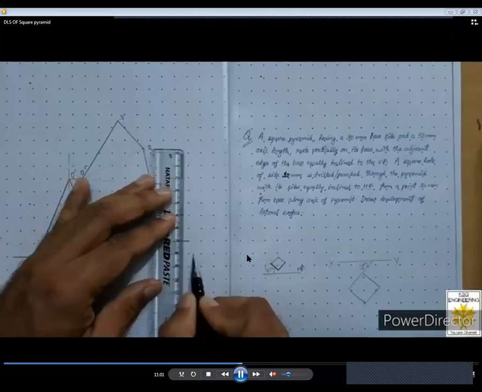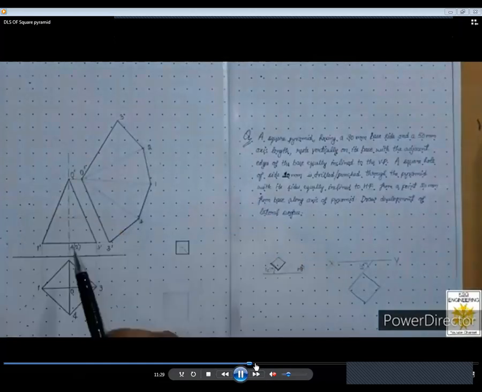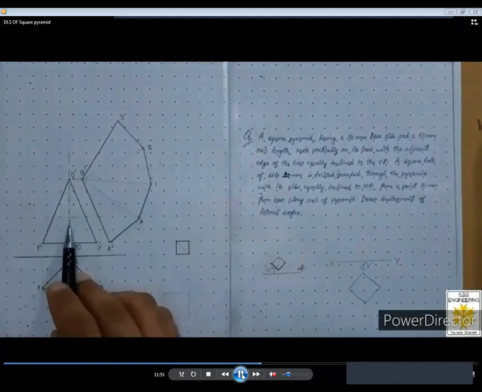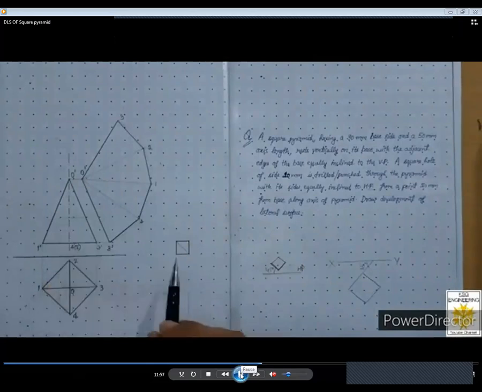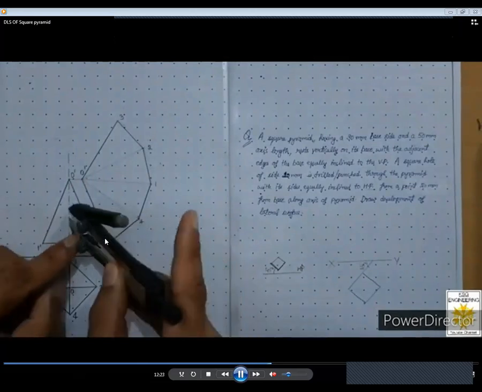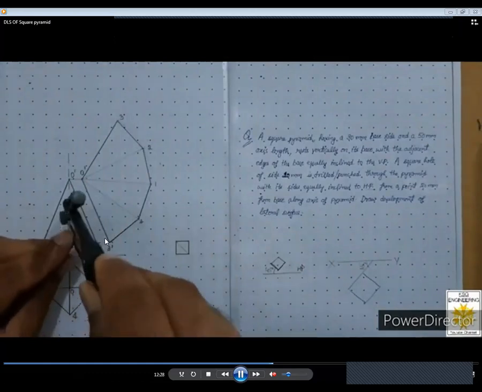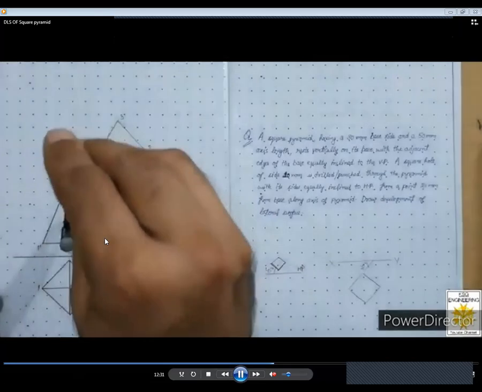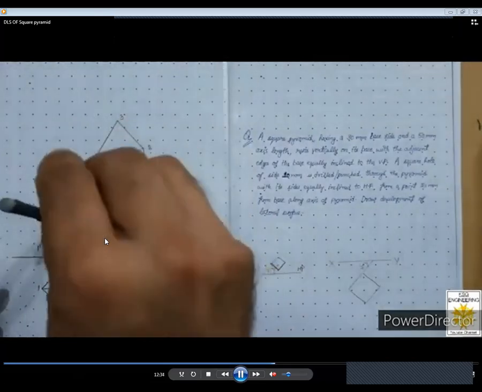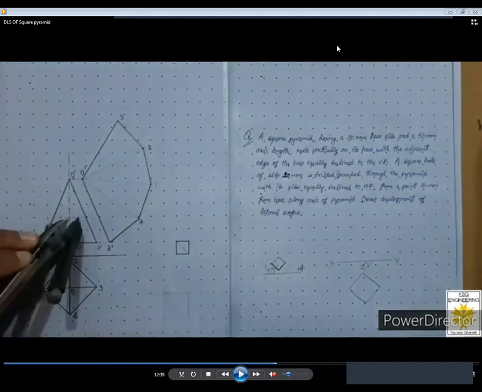Now we are cutting it by the auxiliary inclined plane, which is at some distance from the bottom. Whatever distance they have given, just mark the distance. In the problem statement they have given one circular hole, so we have to mark that hole and then we have to develop it.